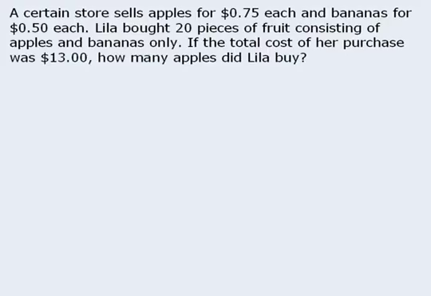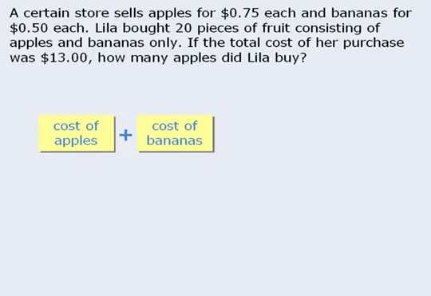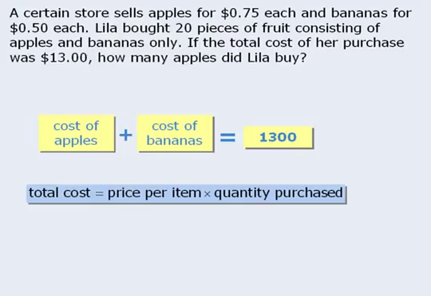Now, since the total cost of the fruit was $13, we can write the word equation, the cost of the apples plus the cost of the bananas equals $13, which we will write as 1,300 pennies to avoid using decimals. To determine the cost of the apples and the cost of the bananas, we'll apply the following formula. Now, to apply this formula, we need the price of each item, which we have, and we need the quantities purchased, which we don't have.